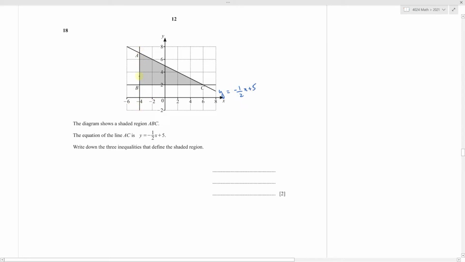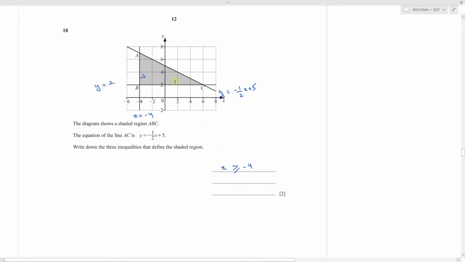This line here, line AB, the equation is x equals minus 4. And this line BC is y equals 2. So now the three inequalities will be, so this is towards the right side of x equals minus 4. So this is x is greater than or equal to minus 4. You have to include equal to here as well because this is a solid line.